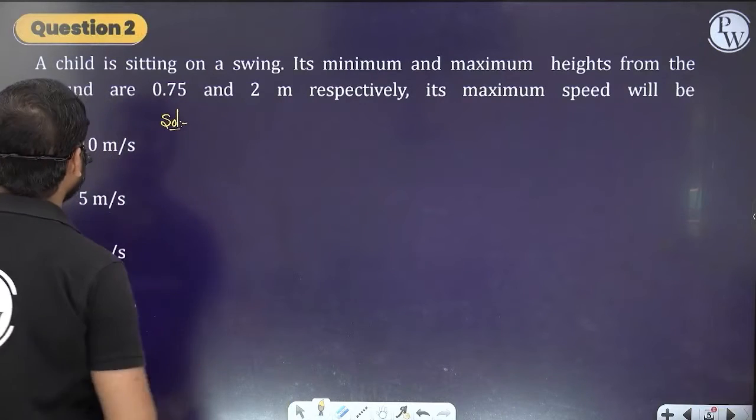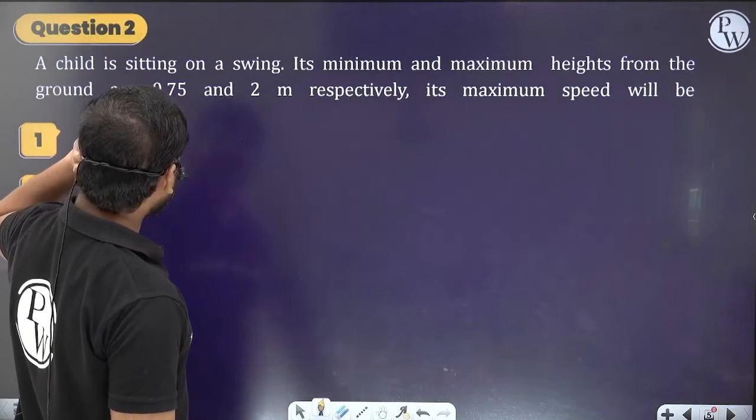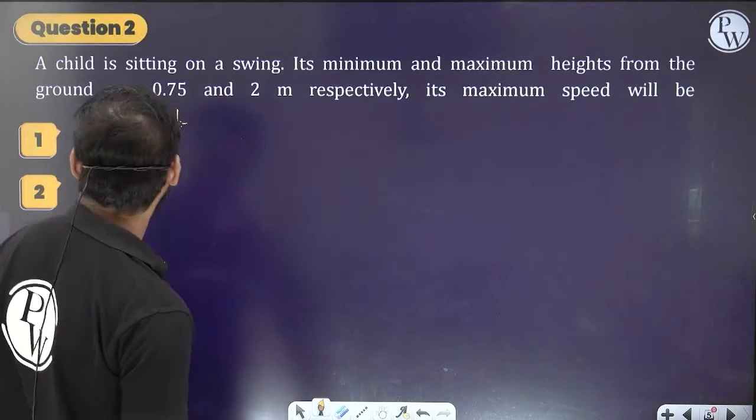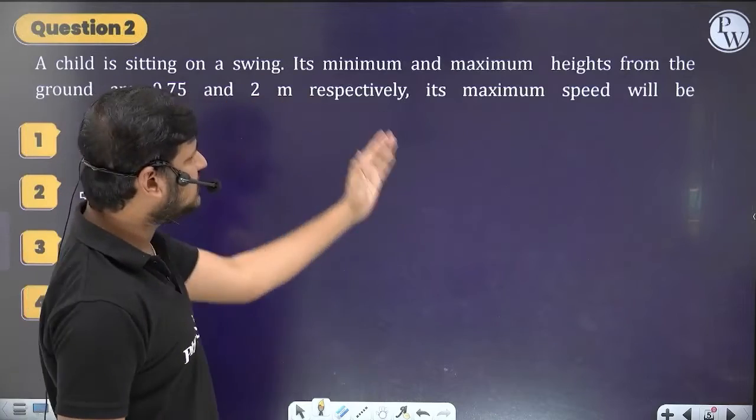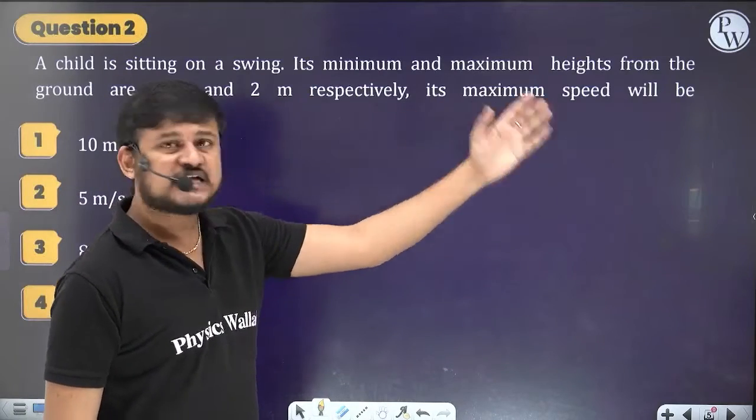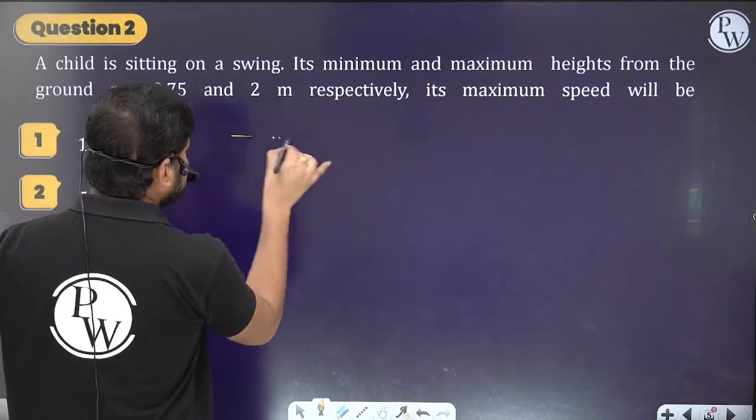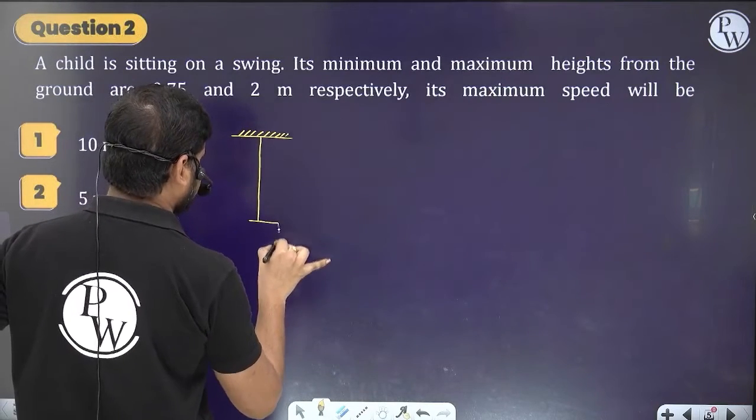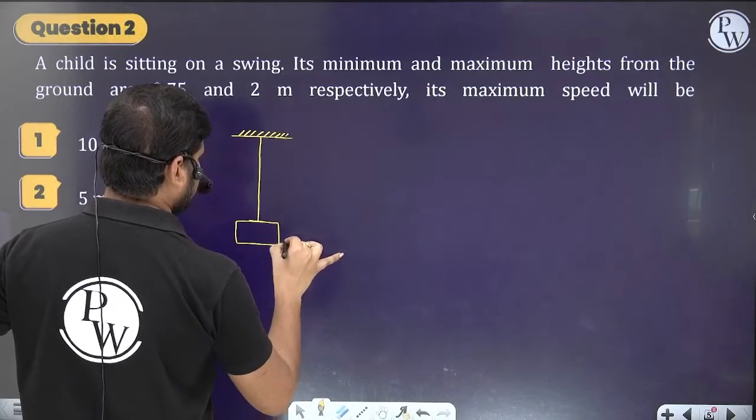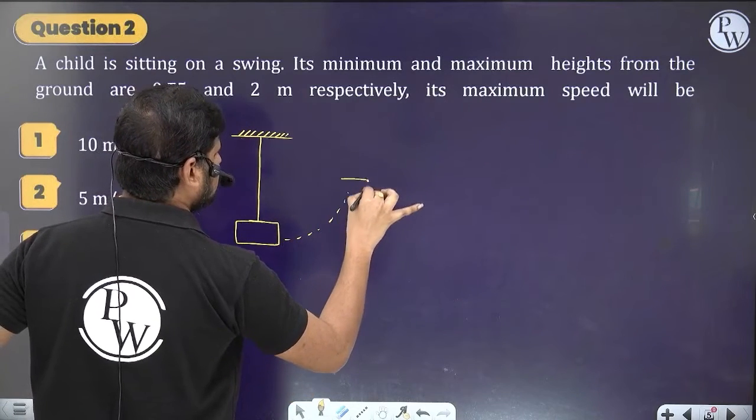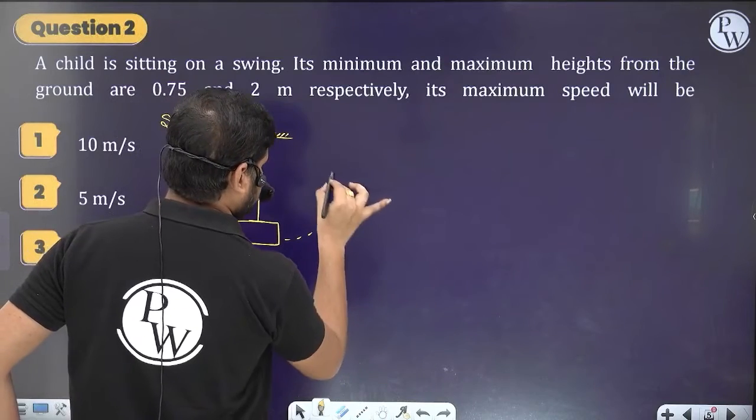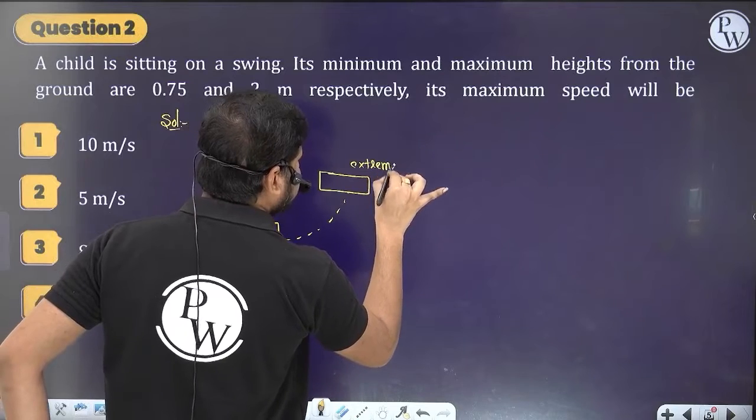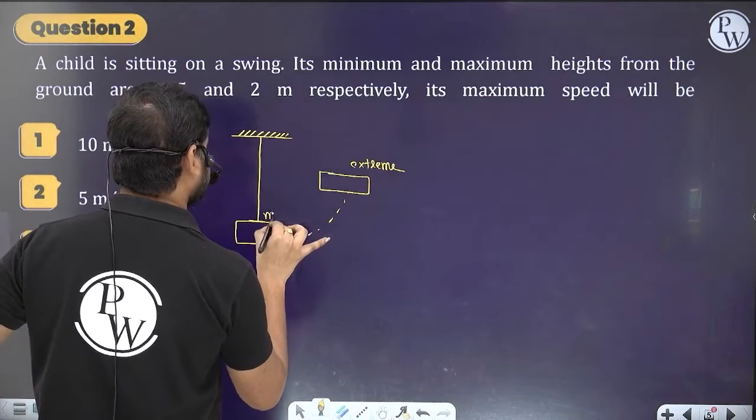What does the question say? See here, a child is sitting on a swing. Its minimum and maximum heights from the ground are 0.75 and 2 meters respectively. Then its maximum speed will be, see here, this is a ceiling and here is a swing, let's suppose. If this swing goes to the extreme position, this is the extreme position and this is the mean position, right?